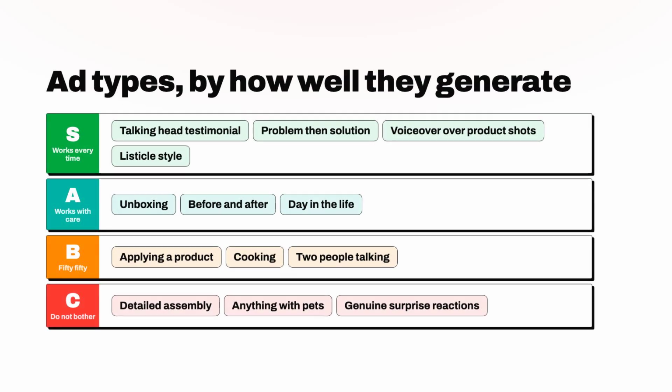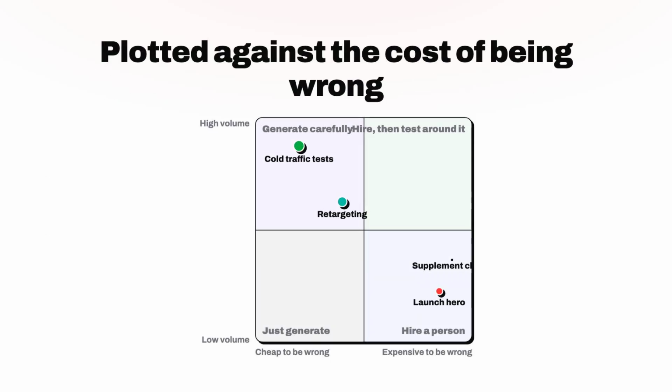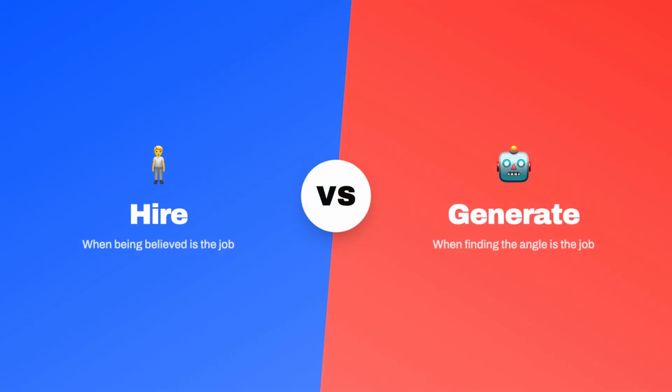Ad types, tiered by how reliably they generate. S tier works basically every time. C tier, don't bother, you'll burn a day and hire someone anyway. Plotted against how much it costs to be wrong. Top right is where you should still be spending real money on real people, and that quadrant is not going away. It really is this binary once you're honest about what the ad has to do.